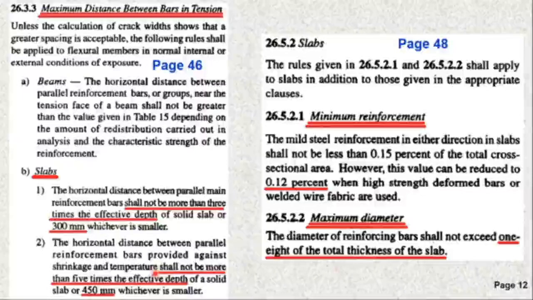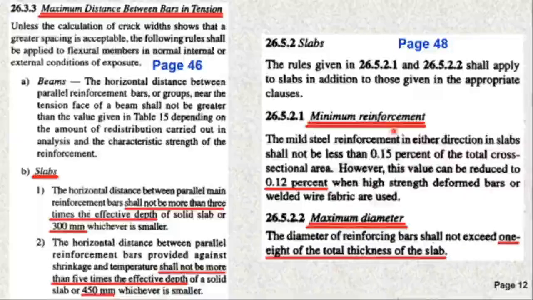Recommendation for spacing of temperature reinforcement or distribution bars: it shall not be more than 5 times the effective depth of a solid slab, or 450 mm, whichever is smaller. So the earlier case was 3D or 300 mm. Here the distribution bars should be spaced less than 5D or 450 mm. So this is 3D or 300 mm, and this is 5D or 450 mm, whichever is smaller.